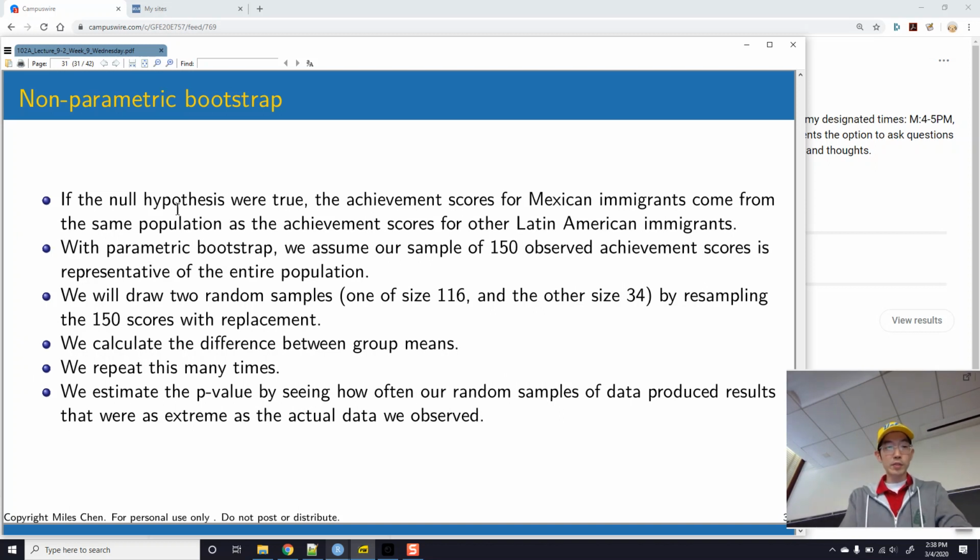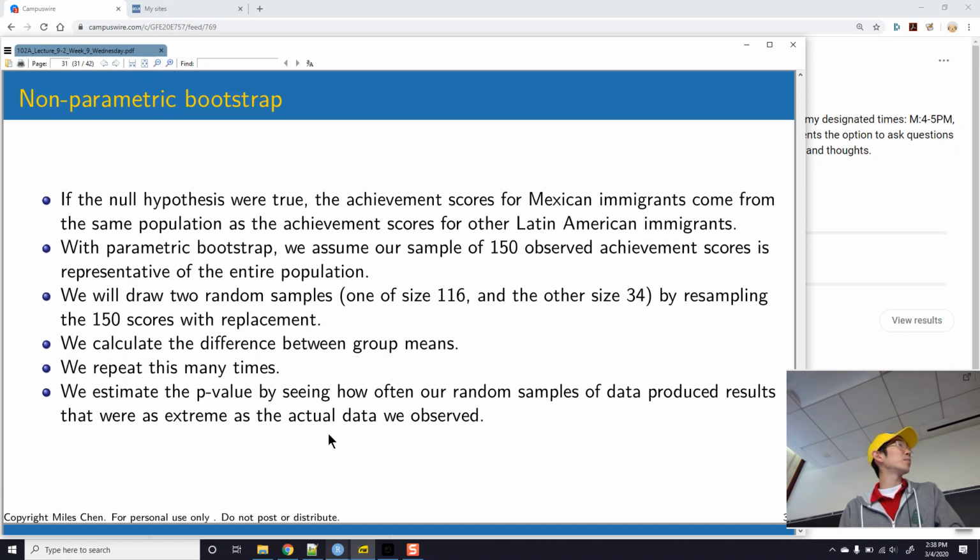So again, we're going to say if the null hypothesis were true, the achievement scores for Mexican immigrants come from the same population as the achievement scores for other Latin American immigrants. With bootstrap, we assume our sample of 150 observed achievement scores is representative of the entire population. And so we will draw 2 random samples by resampling the 150 scores with replacement, right? One's going to be size 116, the other size 34. And then each time we do this, we calculate the difference between the group means.